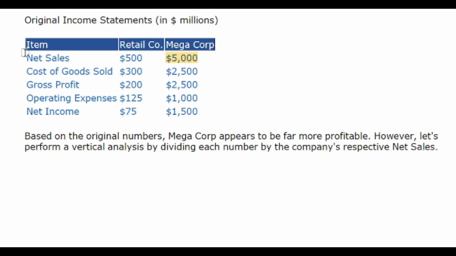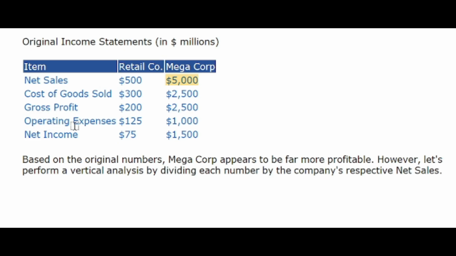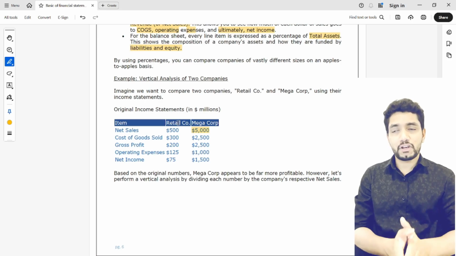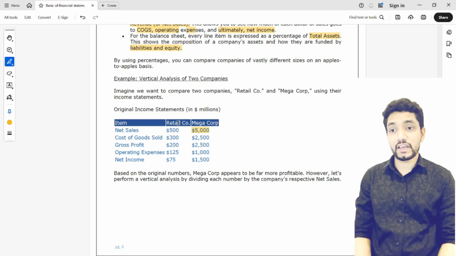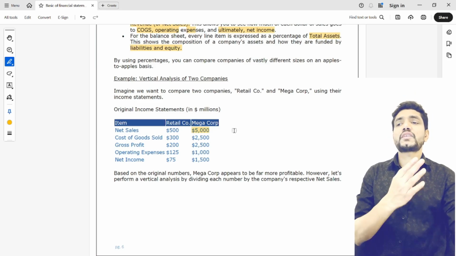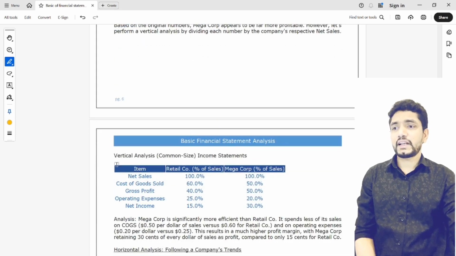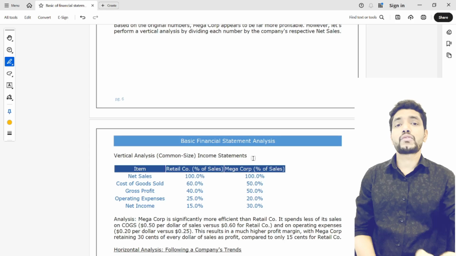So you can see this income statement here, the net sales of both companies, cost of goods sold of both companies, gross profit belongs to both companies, operating expenses belongs to the two companies, net income belongs to these two companies. If you look into the net income, Mega Corp's net income is much higher than Retail Co. But we cannot directly say which company is performing better because these two companies are operating with a different level of activities or in a different size. So in this case, we can use vertical analysis or common size income statement to see the performance.